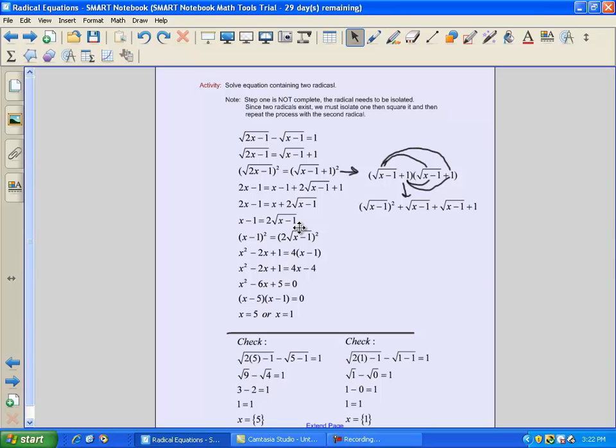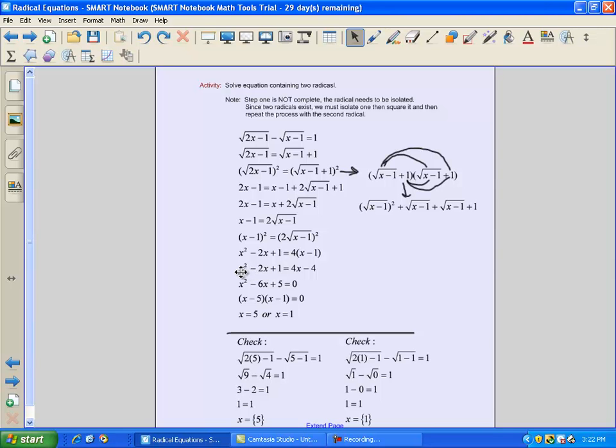But now look at the right-hand side. My radical's by itself. So the idea is that I need to square it. If I square both sides, the left-hand side is FOIL again, but we have to remember the middle term comes out. 2 squared is 4, and the square root of x minus 1 squared is x minus 1. If I distribute, I get 4x minus 4, and the left-hand side stayed the same in that step.